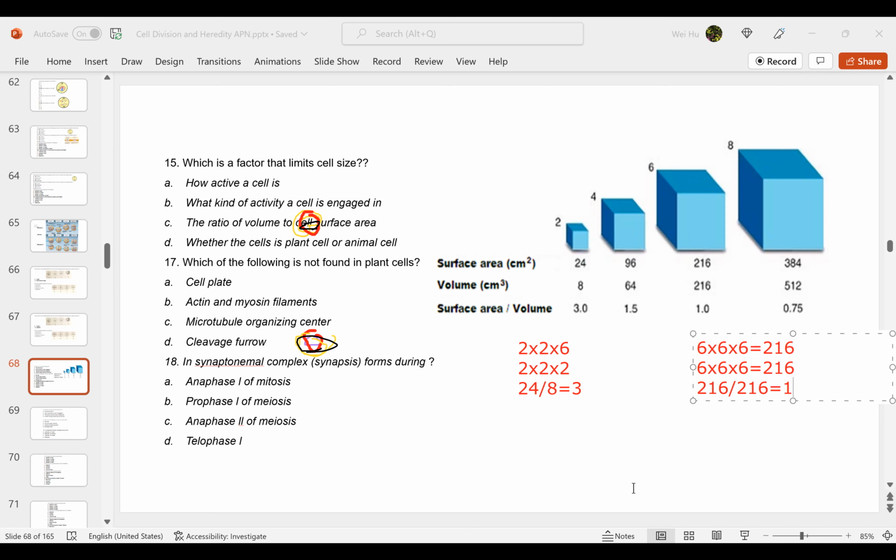What do you think? So you can see the ratio of surface area to volume decreases dramatically. So your cells, if they're too big, like this third one, won't have enough surface area to get in the nutrients and the gas and get rid of the waste.